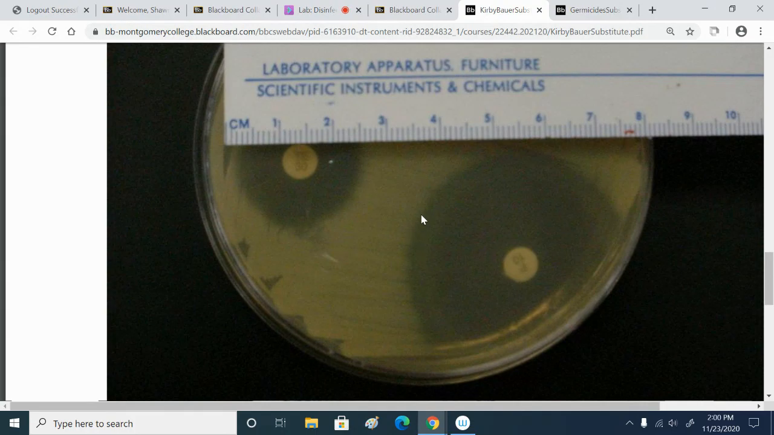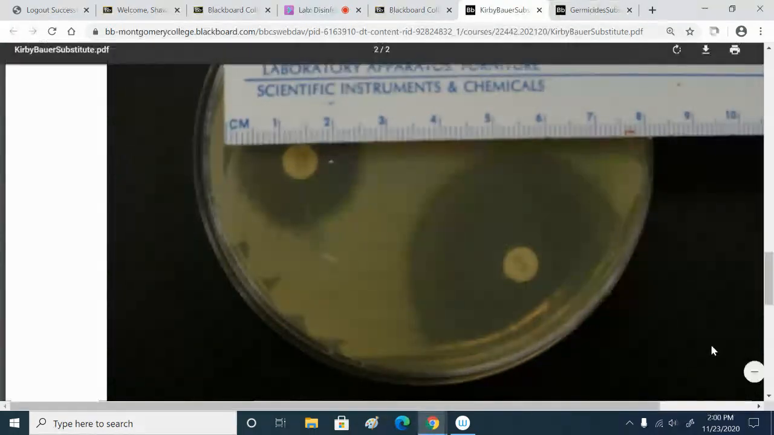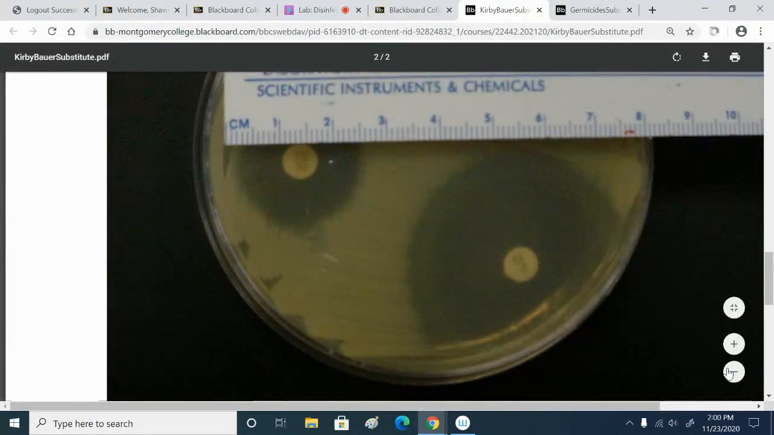Now, sometimes we do find colonies growing in the zone of inhibition. What are those colonies? If there were, and there's none here in these images, but sometimes we do see colonies growing in the zone of inhibition. What does that mean? That they mutated already? Right, that they were resistant mutants, right?